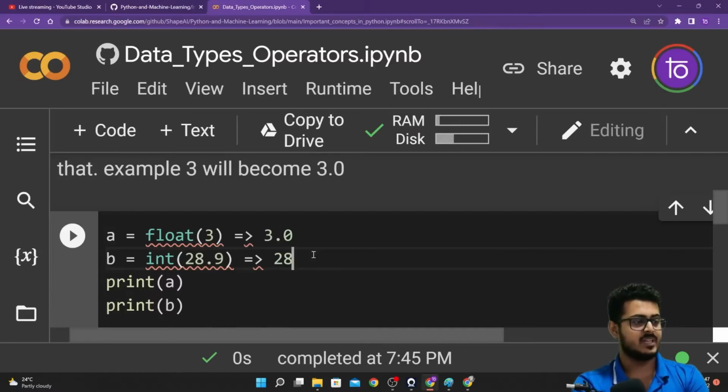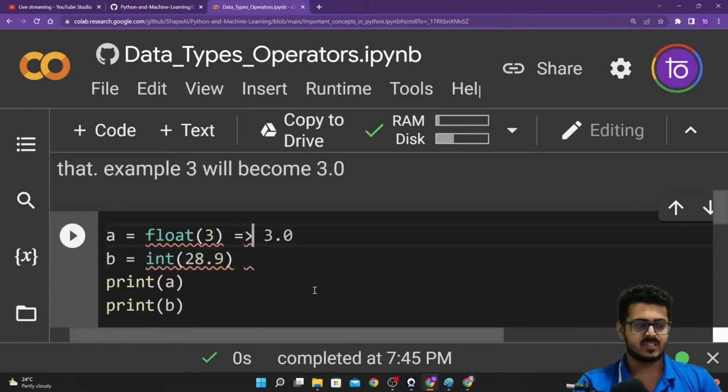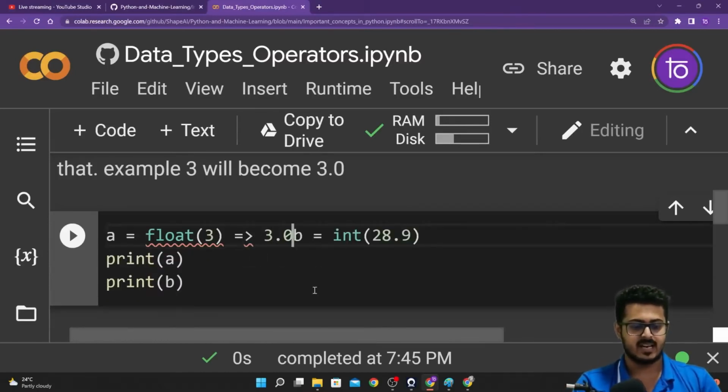Are you guys able to understand this? Please do let me know, guys. Okay, so let us run these two lines of code and see what their answers are.